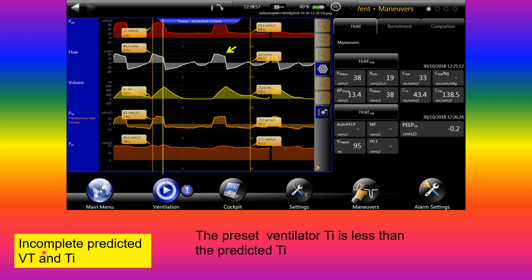This case is an incomplete predicted tidal volume and incomplete predicted inspiratory time. When you look at this, this is the tidal volume and the flow does not come to zero. So this is an incomplete one, which means that the preset ventilator inspiratory time is less than the predicted inspiratory time.